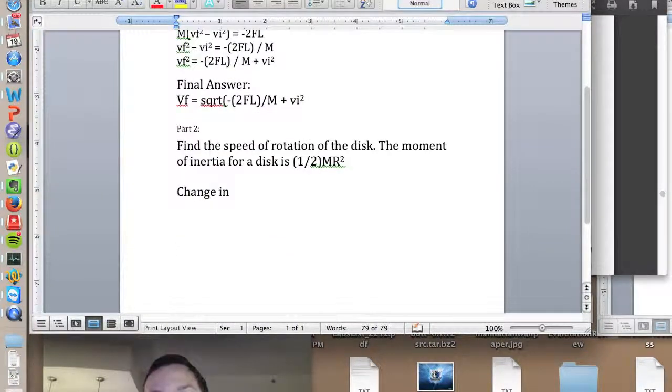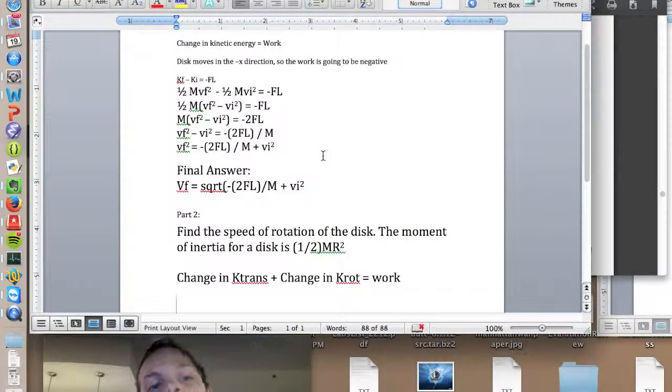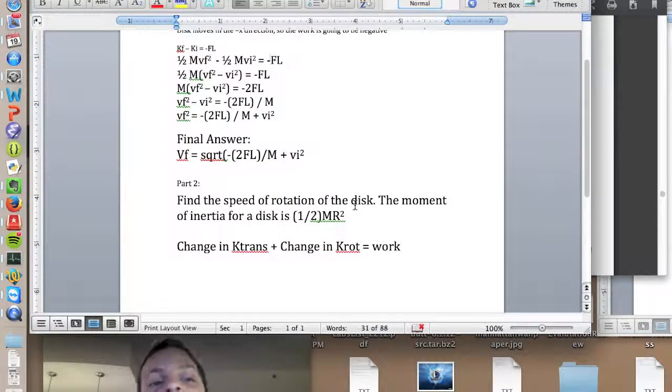So change in K-trans, your translational kinetic energy, plus change in K-rot, your rotational kinetic energy, is equal to the work done on the system. From before, we discovered that the change in your translational kinetic energy is equal to work. So we found that this was negative FL. This is something that we can then substitute into our equation for this problem. So your change in K-trans is equal to negative FL, and then we add in your change in rotational kinetic energy.